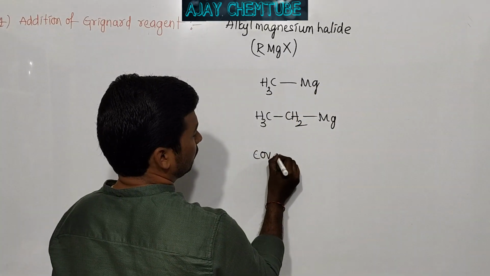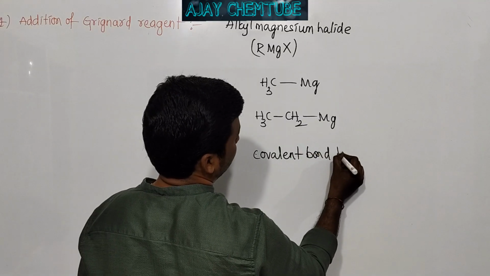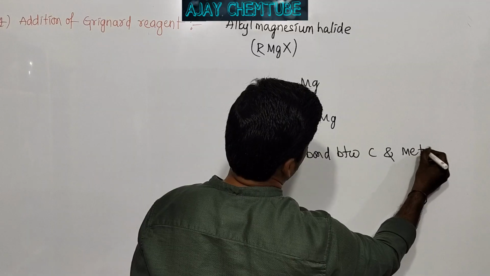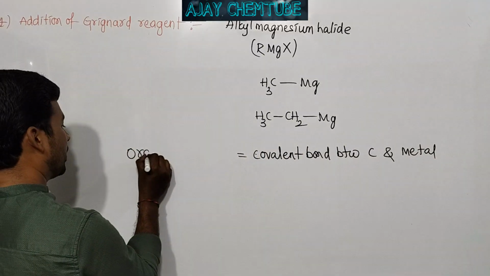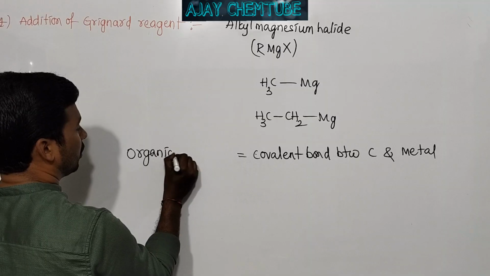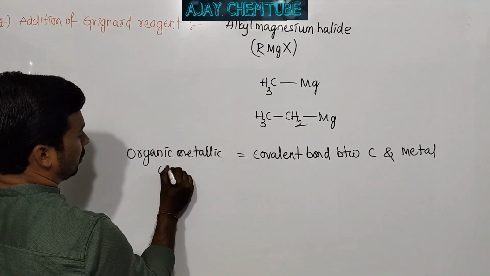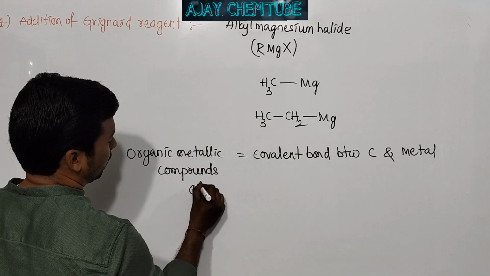A covalent bond between carbon and metal. Such compounds are called organometallic compounds, shortly OMC.